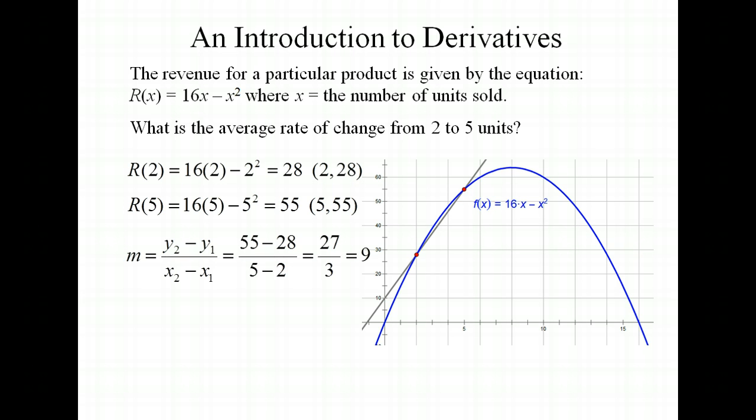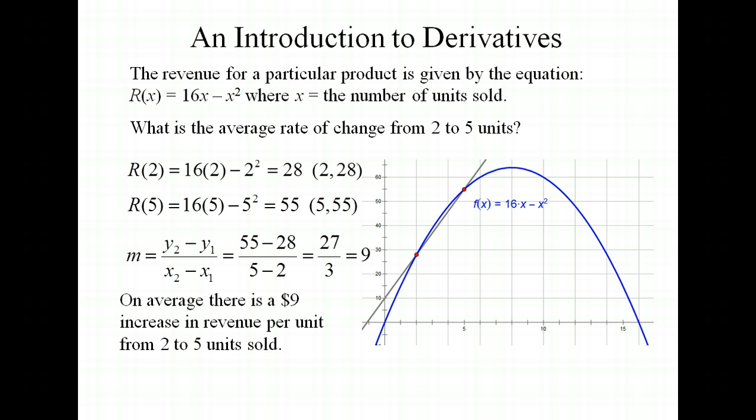So now we're just going to use our slope formula and figure out what the slope is. So the slope of that secant line is 9. Notice that right before we got 9, we had 27 over 3, which means that for the 3 units going from 2 to 5 units sold, we increased our income by $27, which means that on average there's a $9 increase in revenue per unit between 2 and 5 units sold.